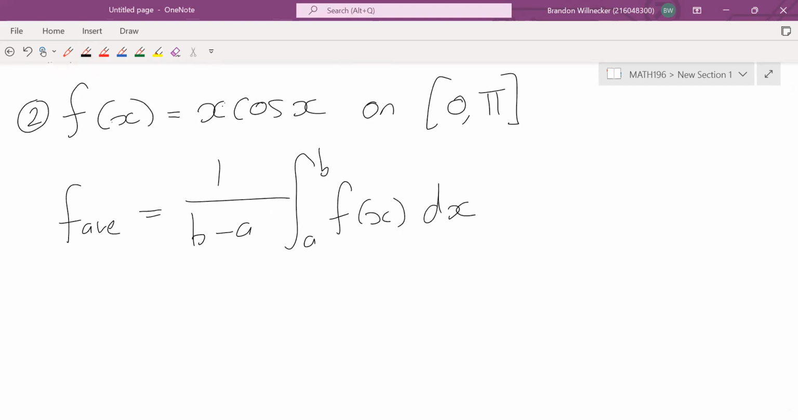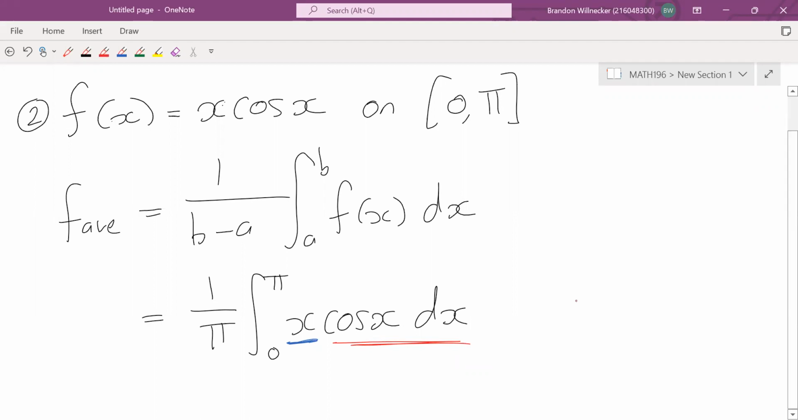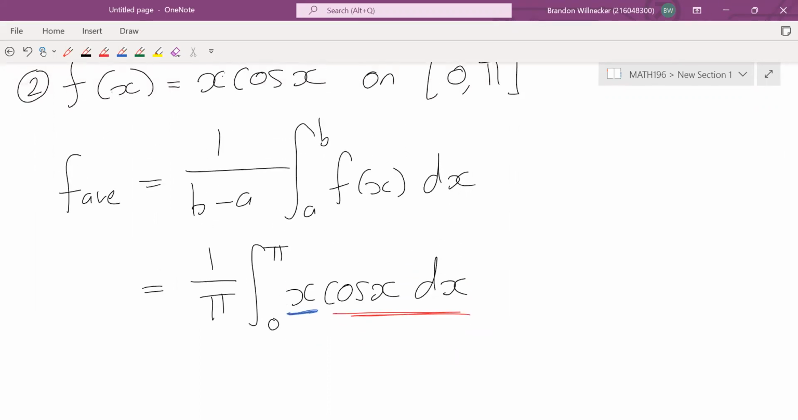So let's substitute what we have. This is going to be 1 over b minus a, so that's going to be 1 over pi minus 0, or just 1 over pi. Then we have the integral from 0 to pi, x cos x dx. Now we see that this one involves integration by parts, because we've got this function x times cos x. So we have to use integration by parts on the side.